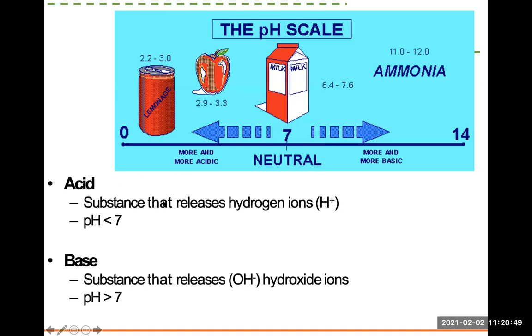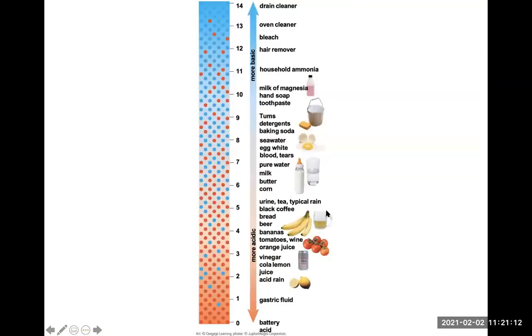An acid is a substance that releases hydrogen ions, and then pH is going to be lower than 7. So this is where it's going to fall: lemonade, vinegar, battery acid. Bases are substances that release hydroxide ions, and that's going to fall in this area: ammonia or the drain cleaner. These are some of the items you might see at home.